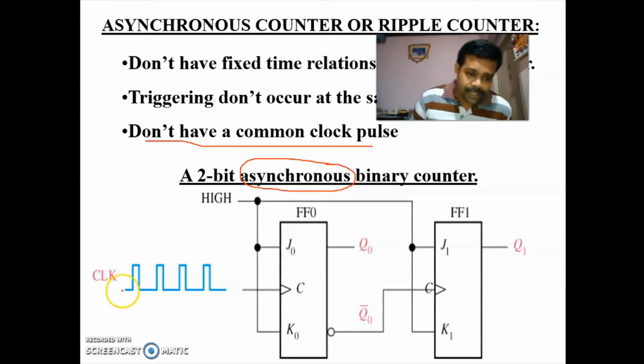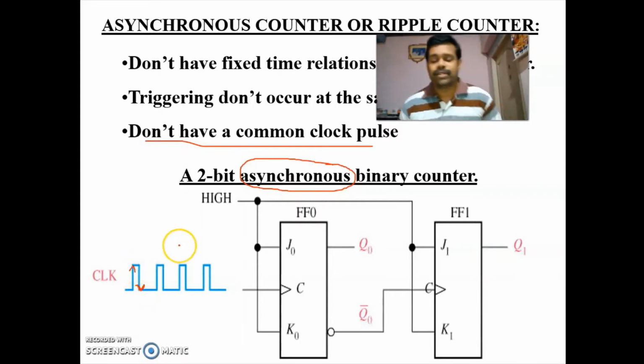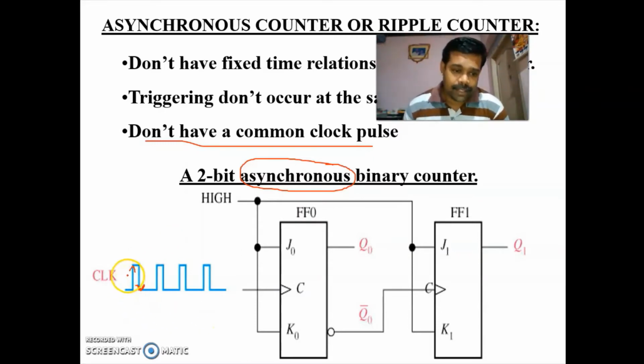So please listen. This is a clock. These are the two edges of the clock: this is the positive edge and this is the negative edge, and this is the level. Edge triggering means making the flip-flop change its state at these edges. If you make the flip-flop change its state at the positive edge, it is called a positive edge triggered flip-flop. And if you make it change its state at the negative edge, it is called a negative edge triggered flip-flop.